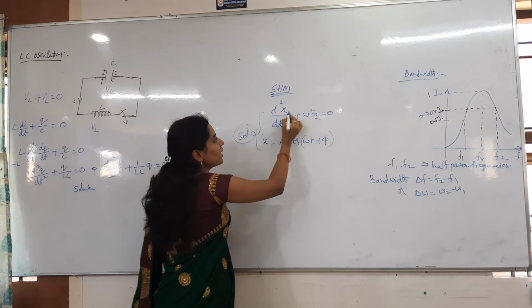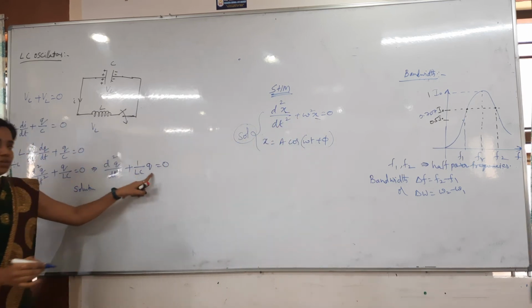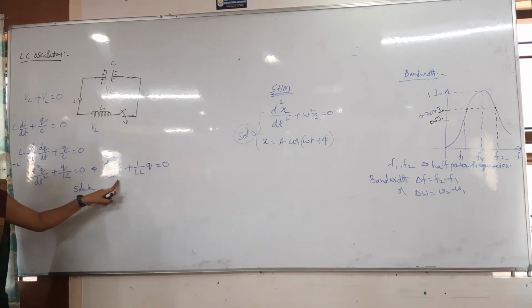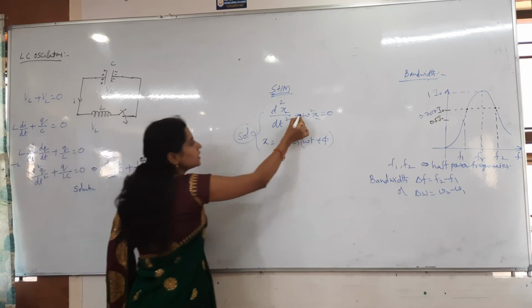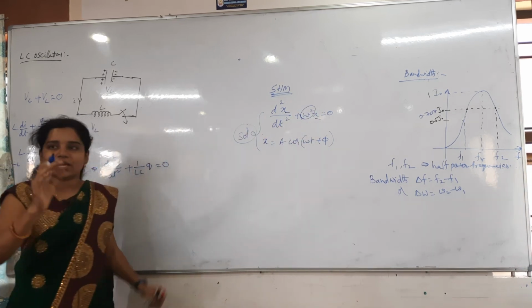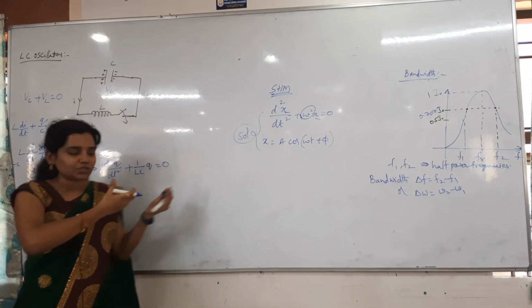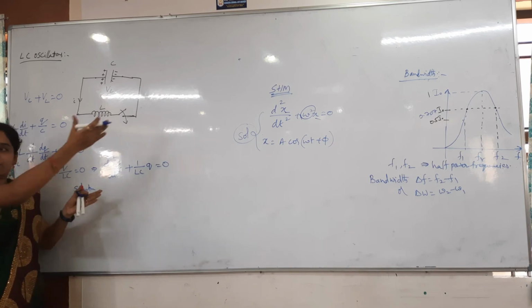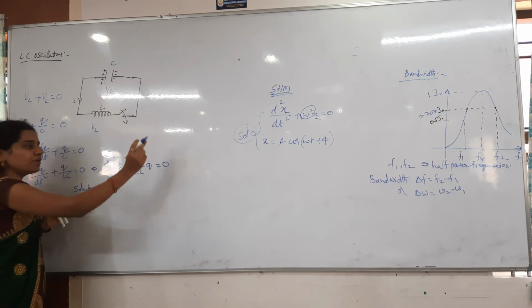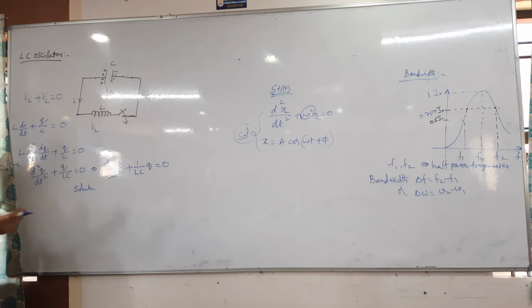Place of x, what are we having here? Q, d square q by dt square. In the place of omega square, what are we having? I am not comparing and writing from that equation, I am solving from here. I am comparing them, that's it. In the place of omega square, we are having 1 by LC. You can understand that later.